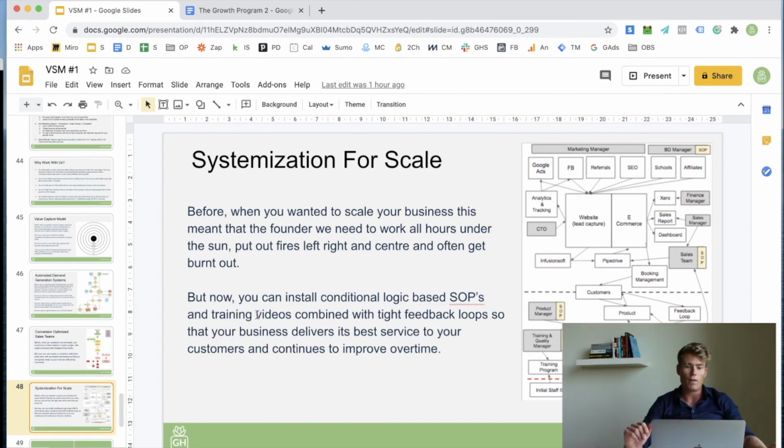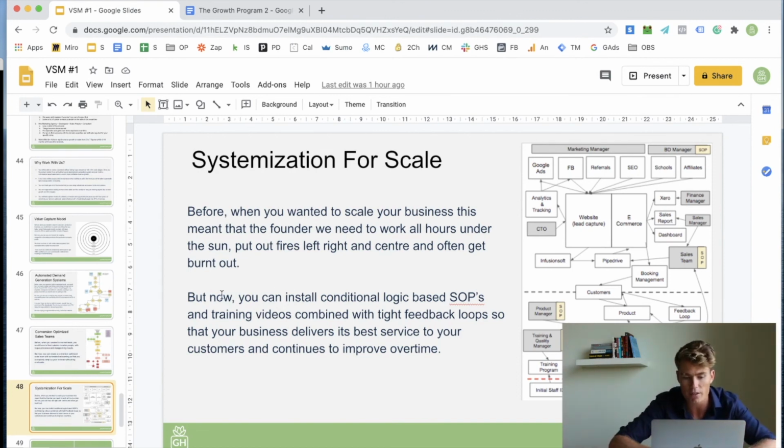Systemization for scale. Before, when you wanted to scale your business, this meant the founder would need to be putting in all the hours under the sun on their business 24/7, stuck within their business, doing the whole process, okay? But now with systemization for scale, we're going to put processes in place so that your business is optimized, so that you naturally innovate, so that your business continues to improve, so that it diversifies and looks for new opportunities, all without your involvement, okay?